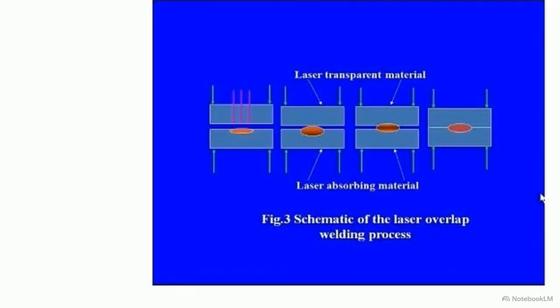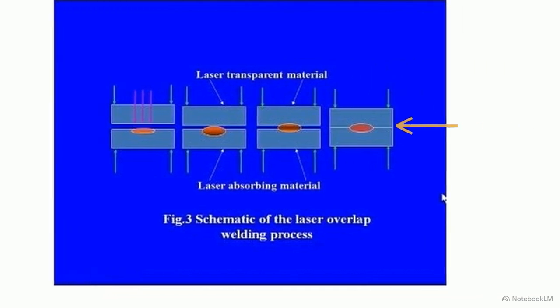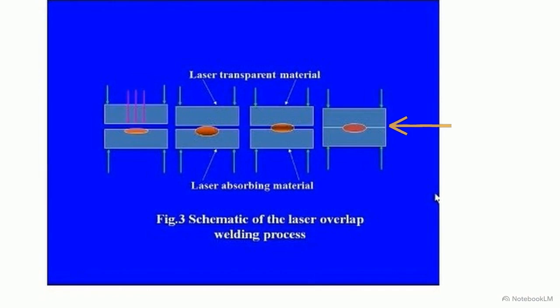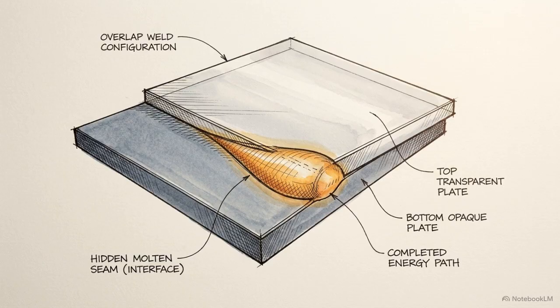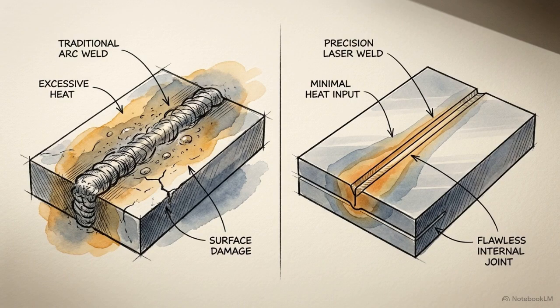This schematic details exactly what happens when that focused beam strikes a joint in an overlap welding configuration. In transmission welding, the laser beam passes entirely through a laser-transparent upper material. The light is absorbed exclusively by the lower material, heating it directly. That lower layer then conducts the heat upward, melting both materials simultaneously to form an internal joint. The energy path from the flash lamp to the workpiece is complete. We can now fuse materials from the inside out, bypassing the external surface destruction associated with traditional welding.